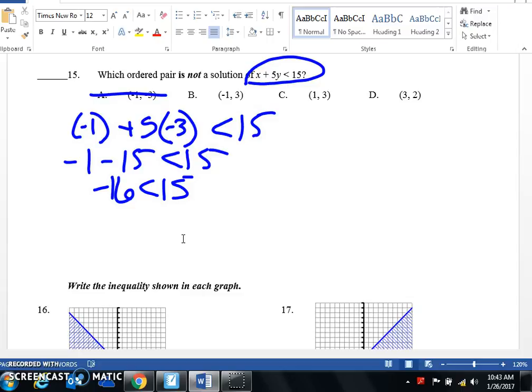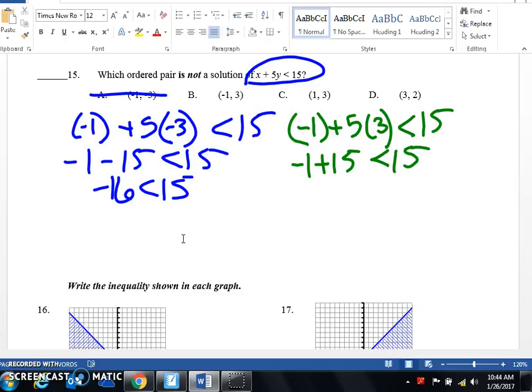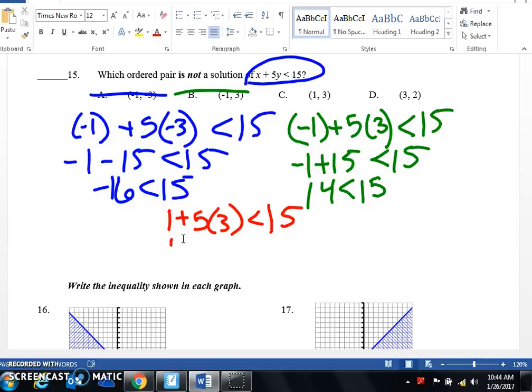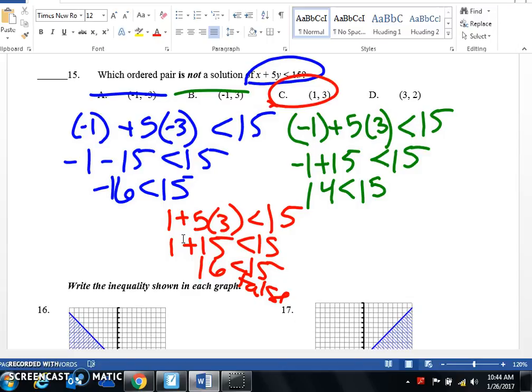Let's try with B. So negative 1 plus 5 times a positive 3 is supposedly less than 15. So this would be 14. Okay, once again, that is true. So that is a solution, so that's not going to be one that we do. Let's go to the point 13. Okay, 15 is not greater than 16. That is false. So that is not a solution, so I'm going to circle it.